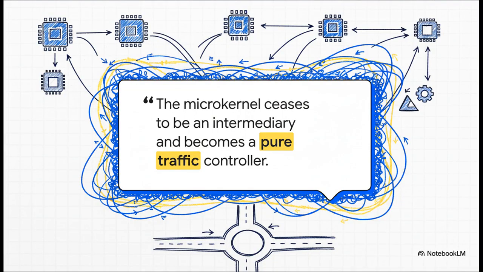There's this quote from the research that just perfectly captures this whole shift. It says, "The microkernel ceases to be an intermediary and becomes a pure traffic controller." I love that. The OS is no longer this meddling gatekeeper that's involved in every single transaction. It's a traffic controller. Its only job is to route messages, manage the capabilities, and then just get out of the way and let applications talk directly to each other and the hardware at full speed.